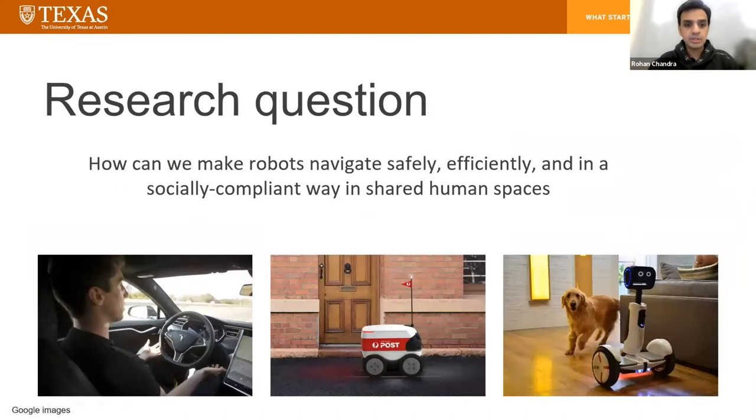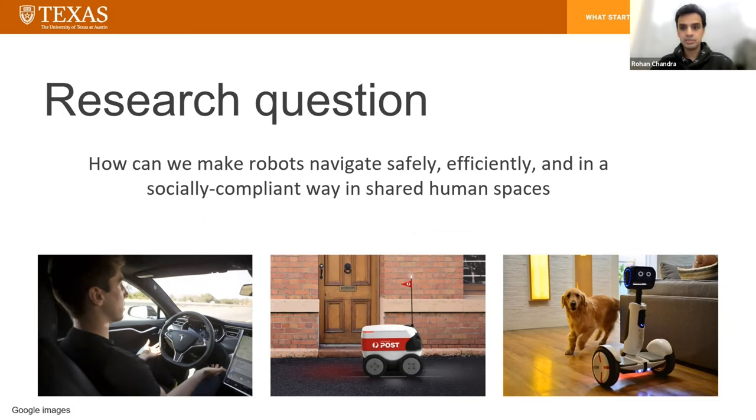So that brings me to my research question. How can we make robots navigate safely, efficiently, and in a socially compliant way in shared human spaces? And this research question is purposefully kept very, very general, very, very broad, because there are a range of approaches or ways in which one can tackle this research question.